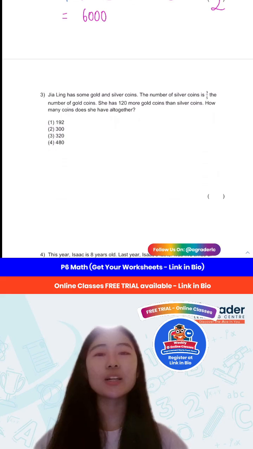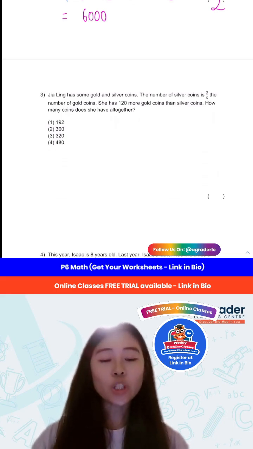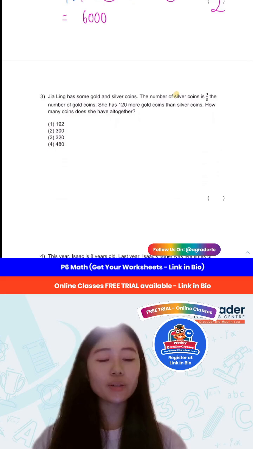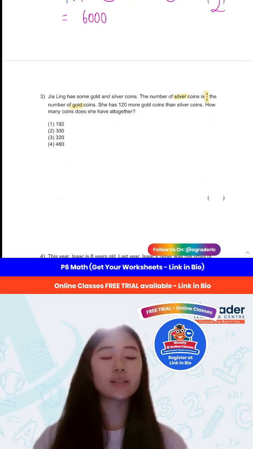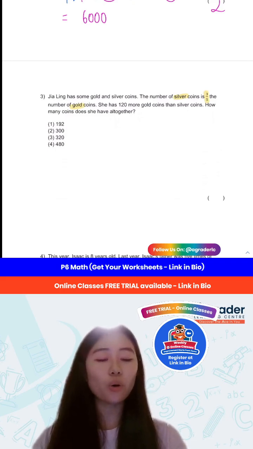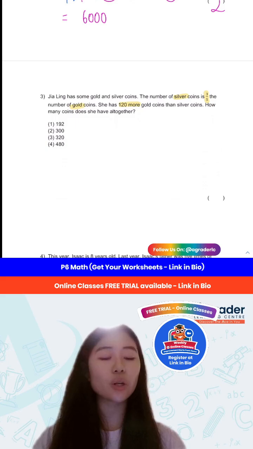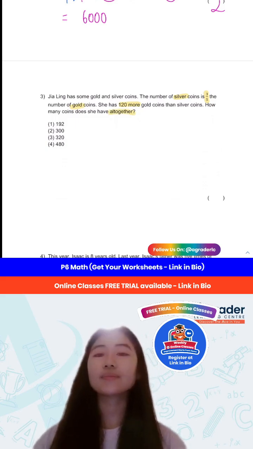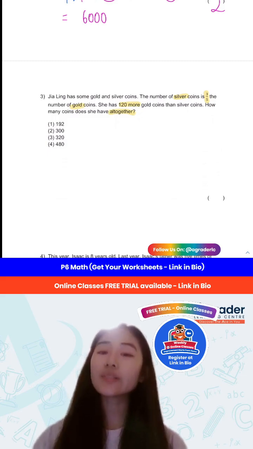Okay, let's look at question 3. Question 3 says that Jia Ling has some gold and silver coins. The number of silver coins is 3/5 the number of gold coins. She has 120 more gold coins than silver coins. How many coins does she have altogether? This question is fairly simple.